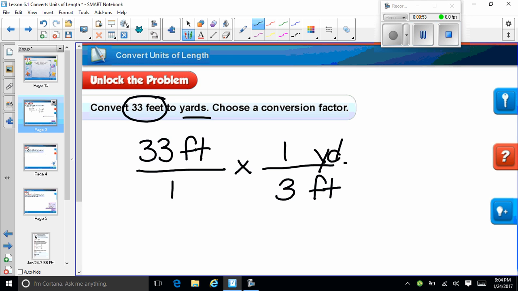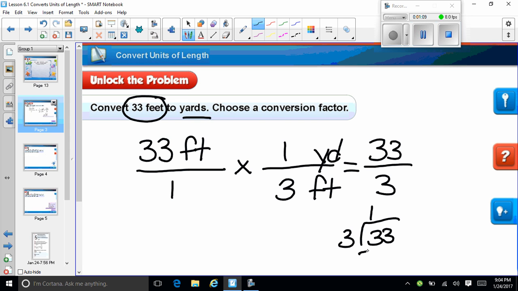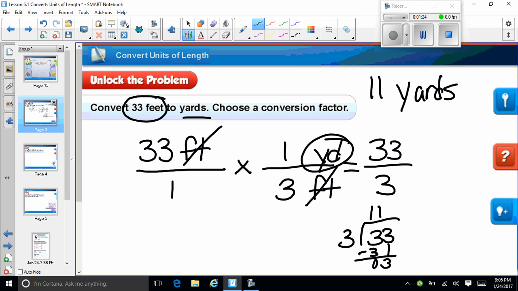The answer is 3. I'm then going to cross multiply. So 33 times 1 is 33. 1 times 3 is 3. Once you have this fraction, you're going to divide. And my answer is going to be 11. And so my answer here is going to be 11 yards. The reason why I keep it as yards is because I cross out my like units. And so that leaves me with just yards.